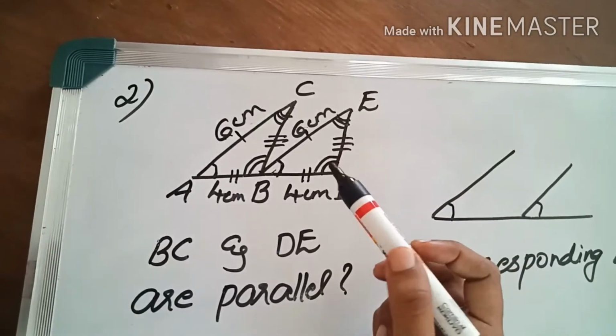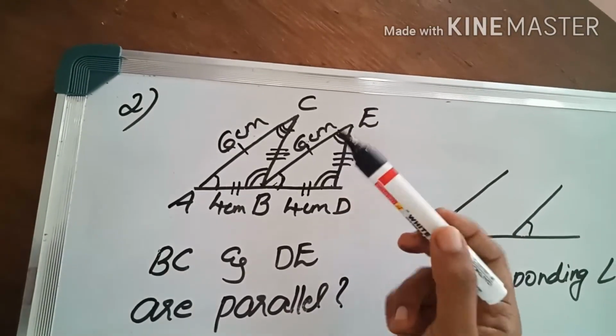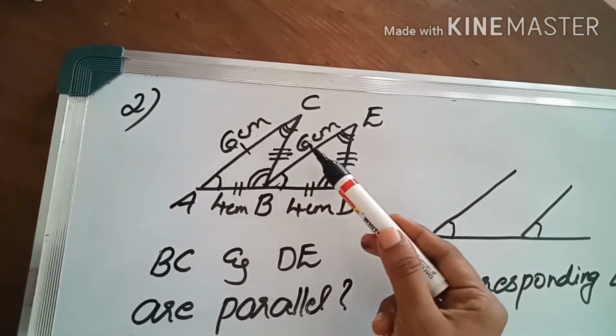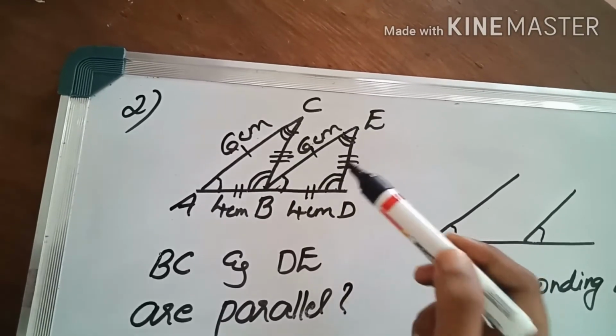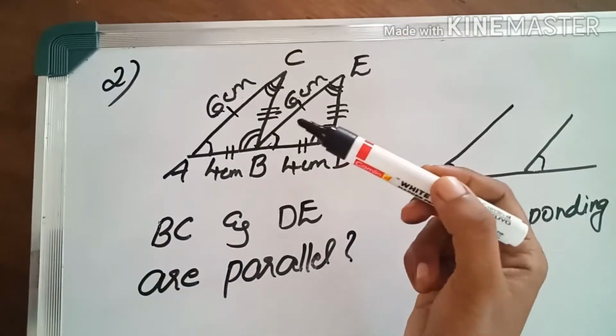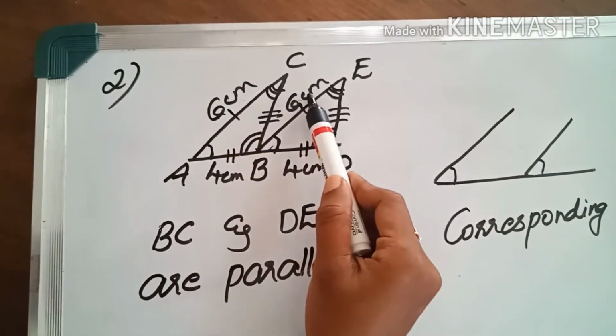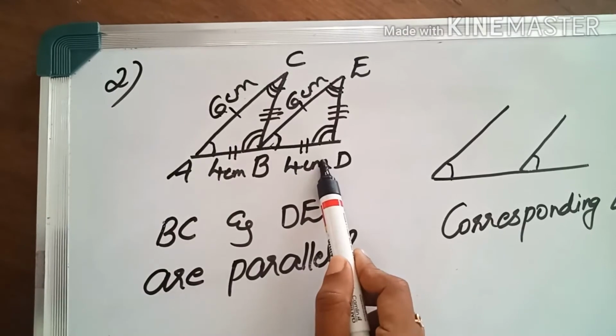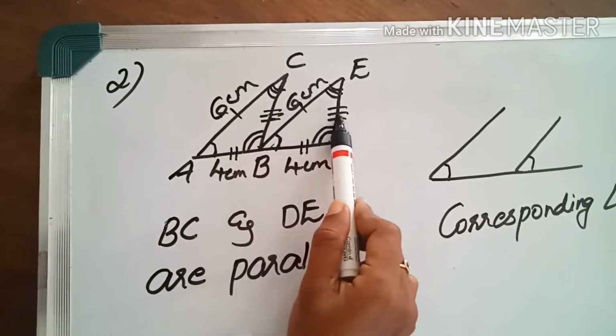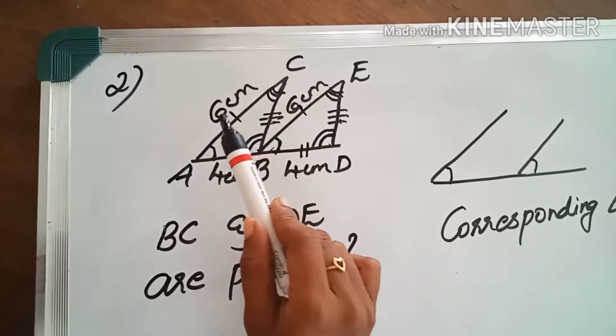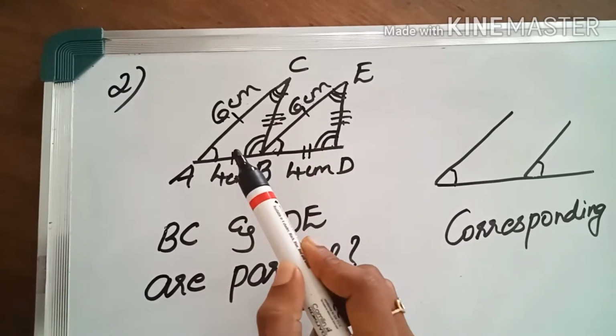Clear? I will repeat. Already we proved that these two triangles are equal triangles. Equal triangles mean all the angles and all the sides will be equal. So 6 centimeter, 6 centimeter, 4 centimeter here, 4 centimeter here. The third side will also be equal. Now the angles opposite equal sides will be equal.